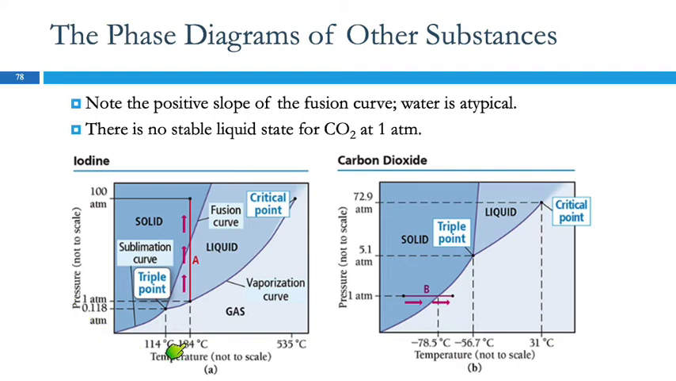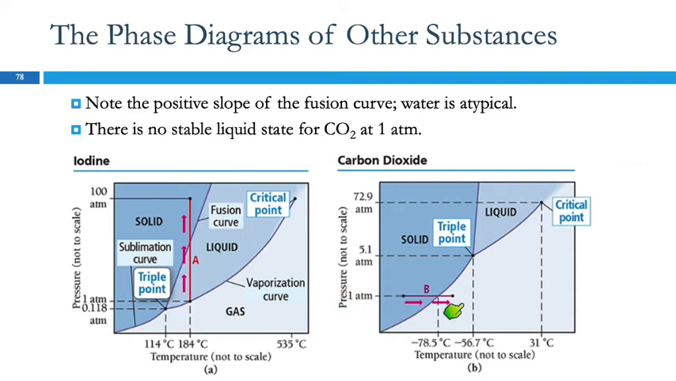So here we've got iodine. That's 100 atmospheres. Here's 1 atmosphere. Where am I? I'm getting lost. This is the sublimation curve down here. And then this is for carbon dioxide.